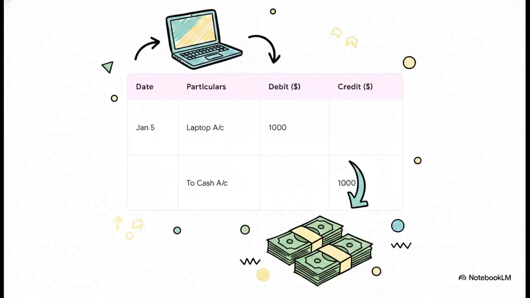Let's cement this with a real-life situation. On January 5th, you buy a $1,000 laptop for work using cash. So what's happening here? Well, the laptop comes into the business, right? So following our rule, we debit the laptop account for $1,000. But cash is going out to pay for it, so we credit the cash account for $1,000. In and out. Perfectly recorded.